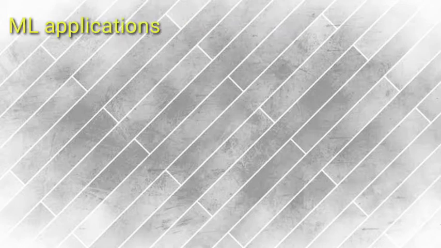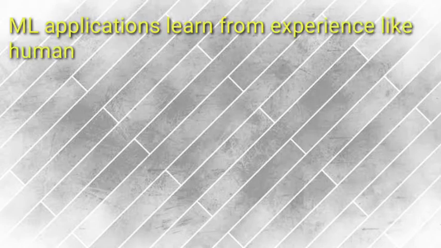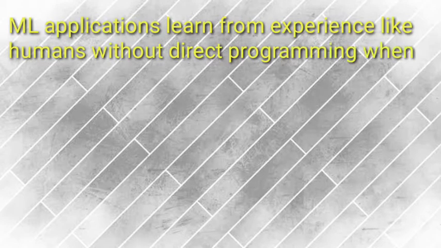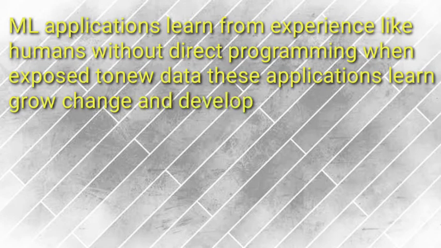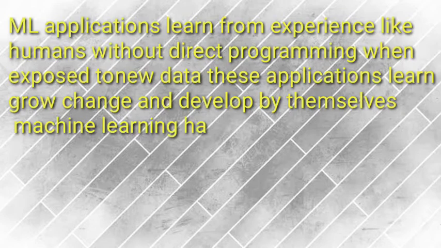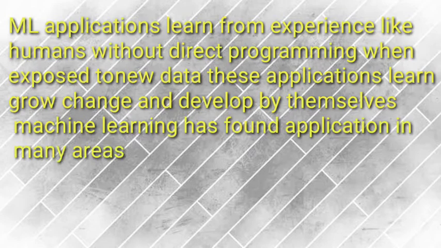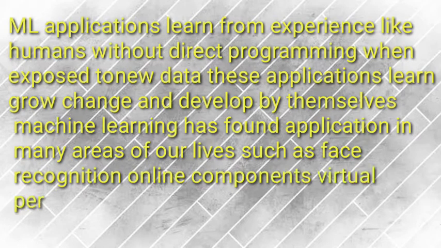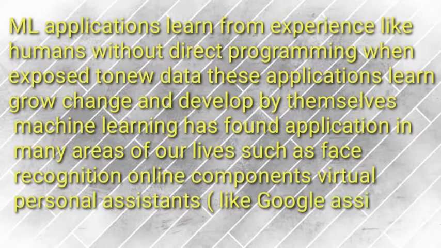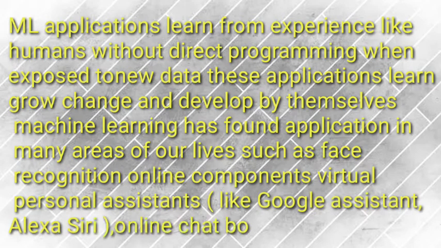Machine learning applications are well designed to learn from experience like humans, without direct programming. So whenever they are exposed to new data, these applications learn, grow and update themselves. Changes are made by themselves because they learn from experience, or in other words, computers may find the information without being told where they need to look to get it.